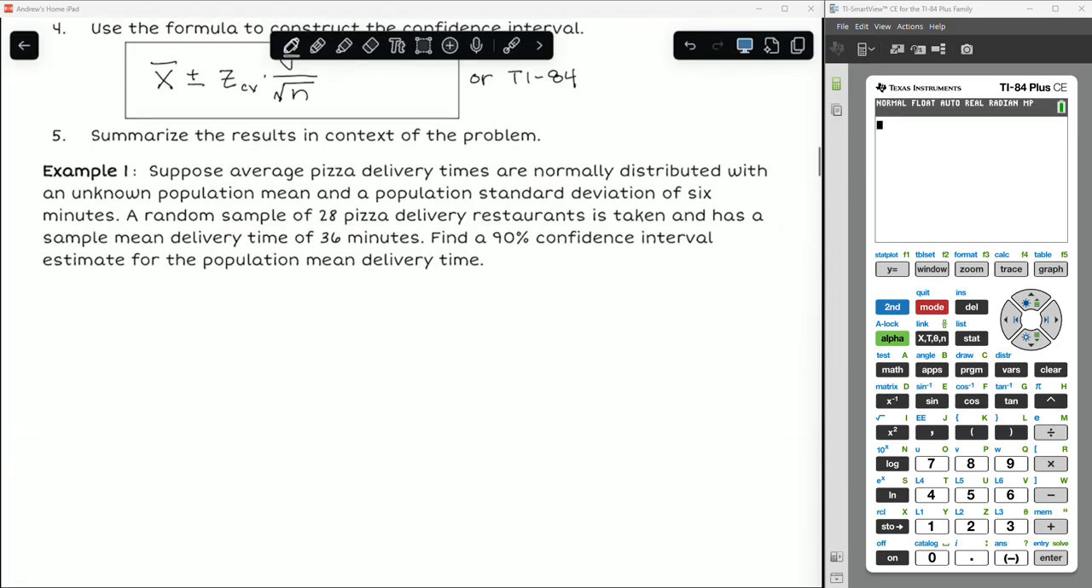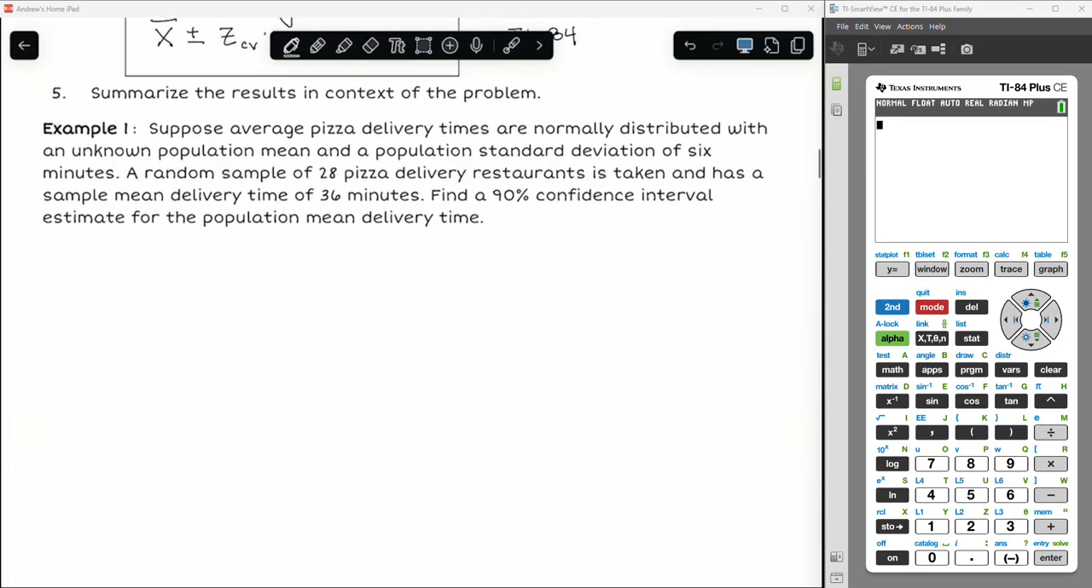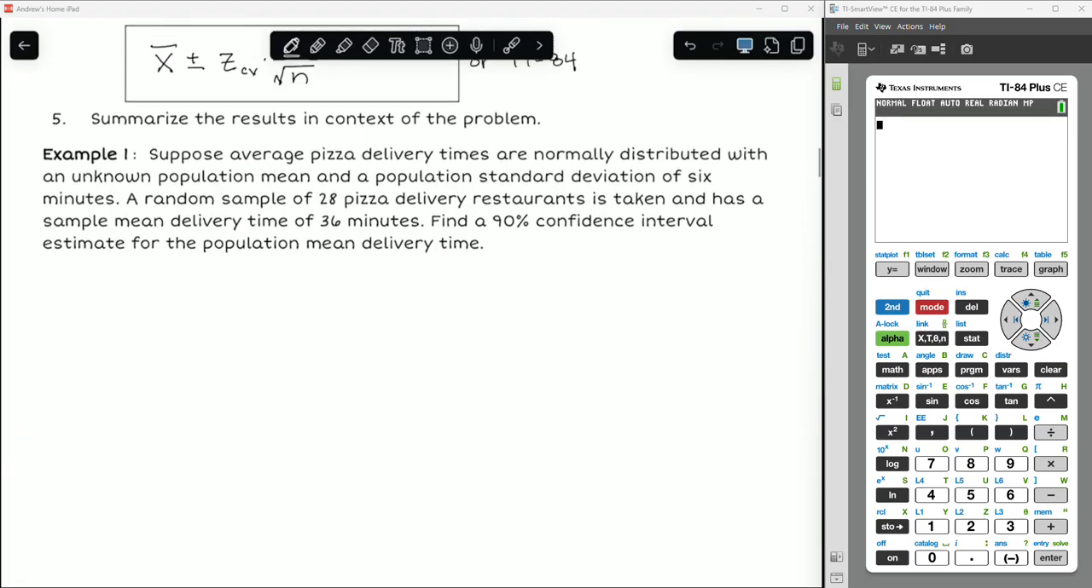So our first example says, suppose average pizza delivery times are normally distributed with an unknown population mean and a population standard deviation of 6 minutes. A random sample of 28 pizza delivery restaurants is taken and has a sample mean delivery time of 36 minutes. Find a 90% confidence interval estimate for the population mean delivery time.